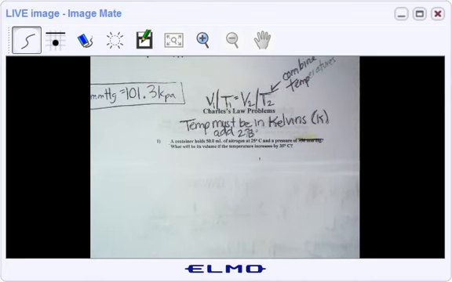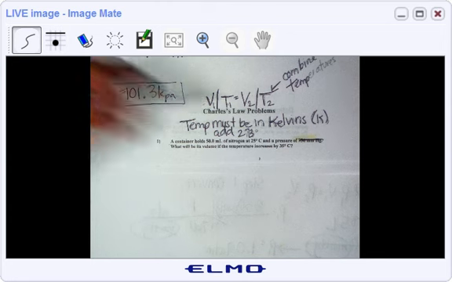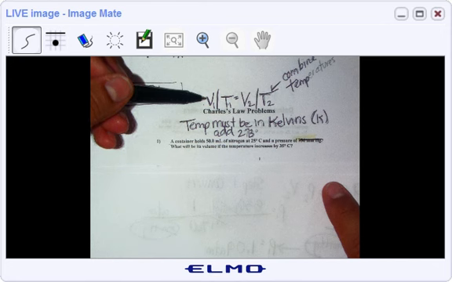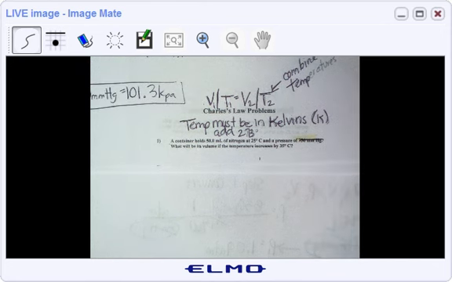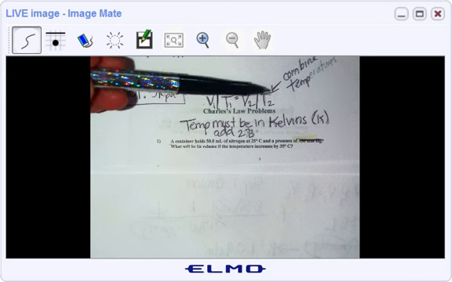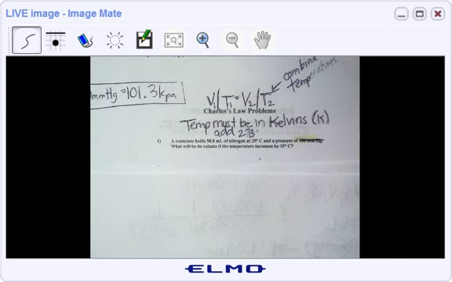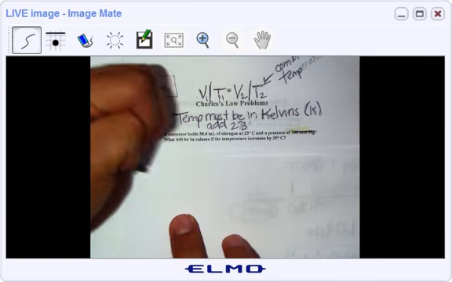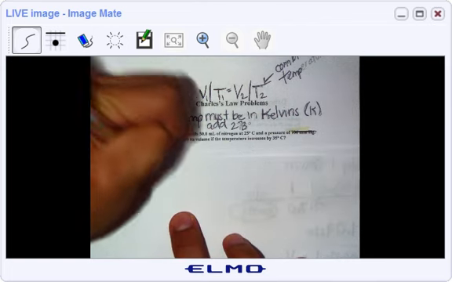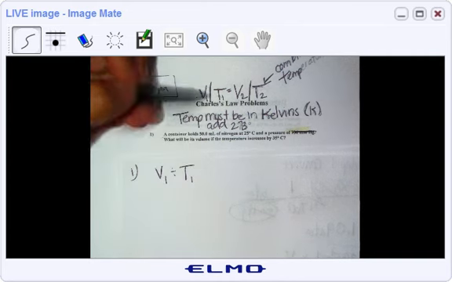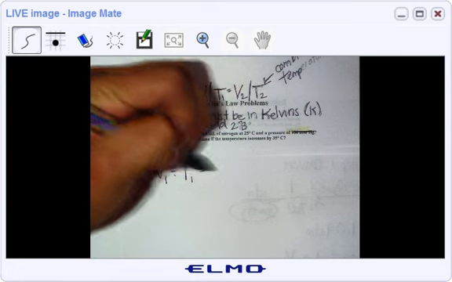So with Charles' law, we do use volume divided by temperature. So it's V1 divided by T1, which is the same thing as saying the initial volume and the initial temperature is equal to V2 divided by T2, so the final volume and the final temperature. Okay, so number 1. If you don't like putting the line there, you can write divide because it's the same thing.